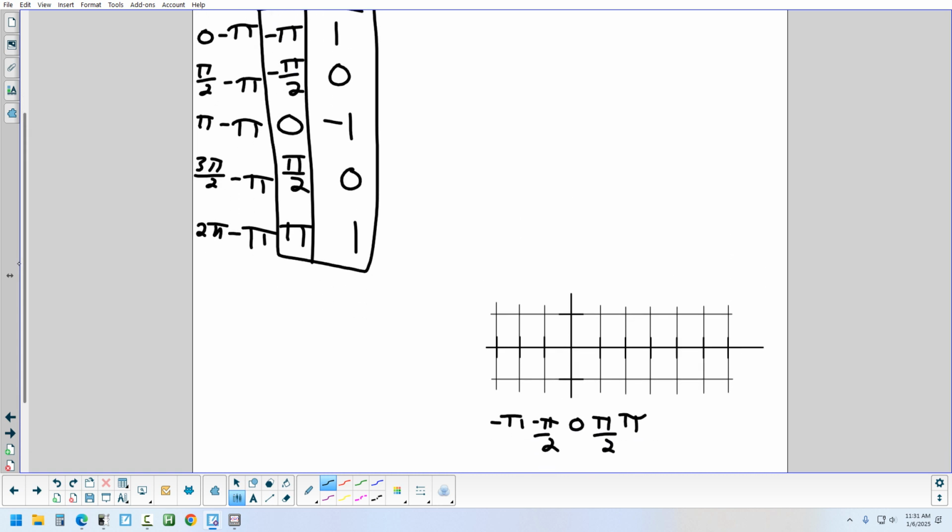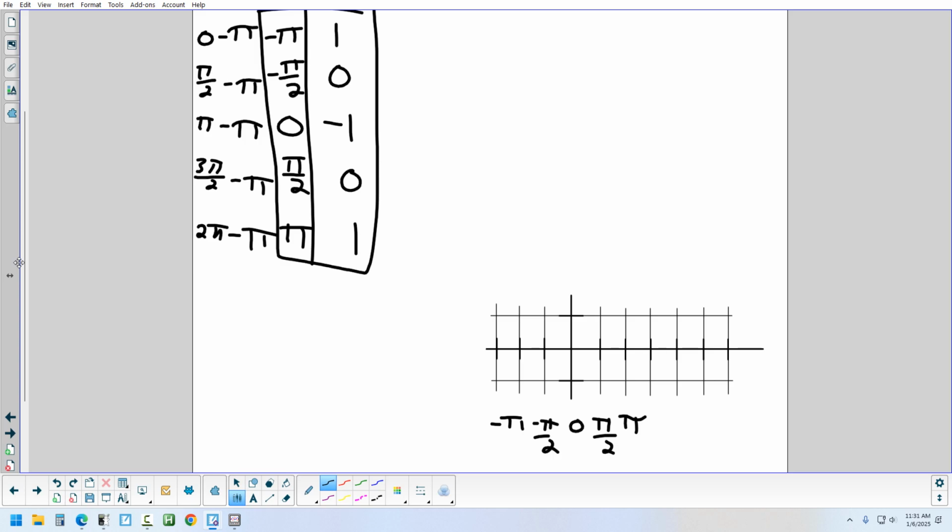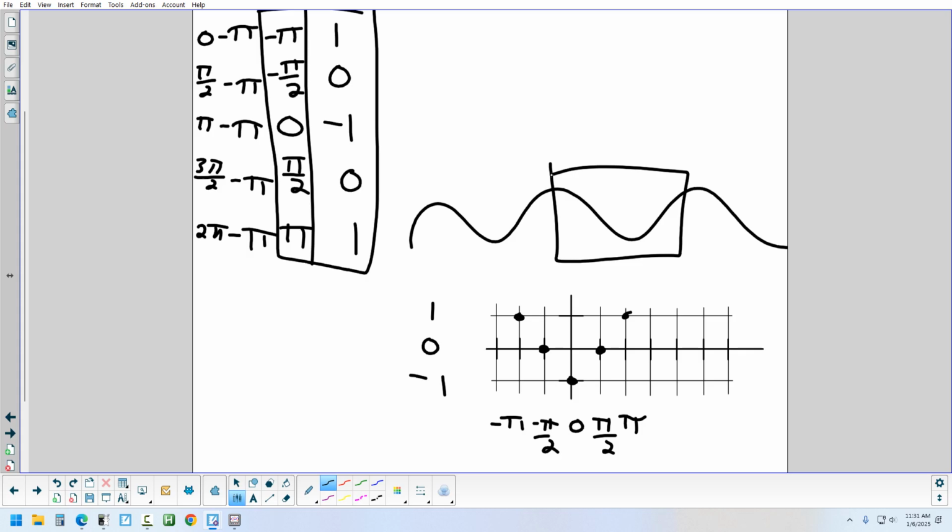And graph your points. So at negative pi, we're at 1. At negative pi over 2, we're at 0. At 0, negative 1. At pi over 2, we are at 0. And at pi, we are at 1. Okay, it looks kind of like it should be a V shape. But remember, what are we graphing? A wave. All right, so really, we're graphing that, and what you're sketching is that middle section.